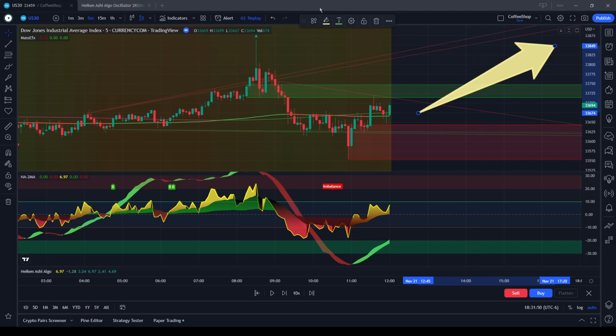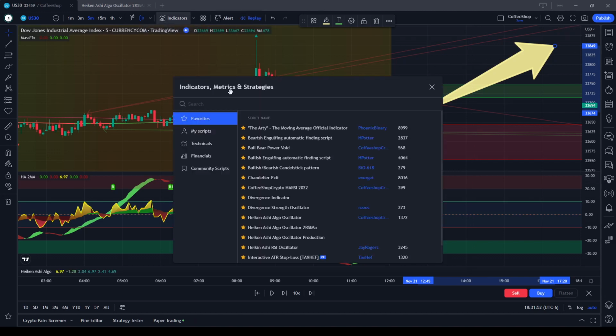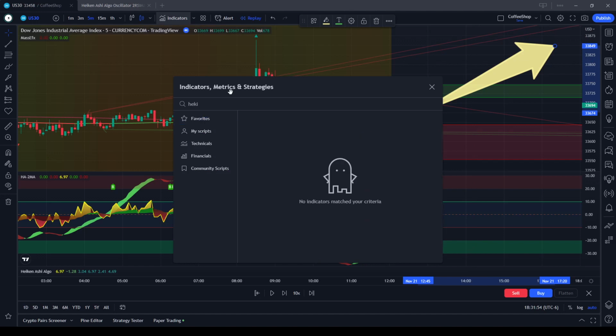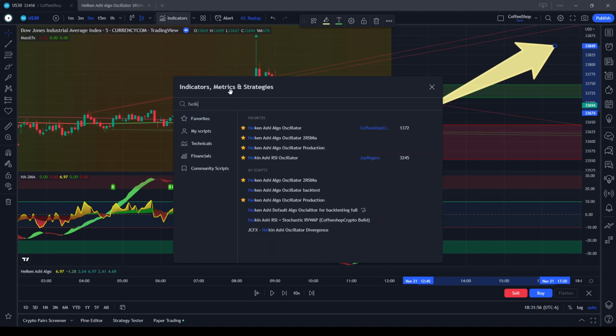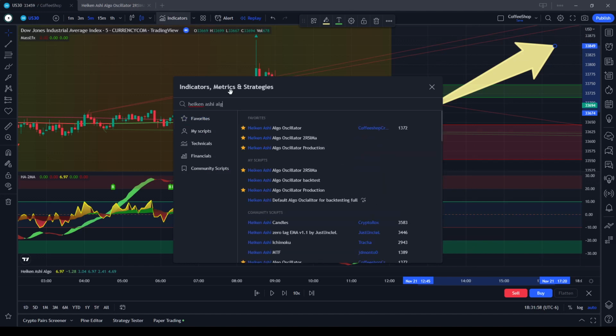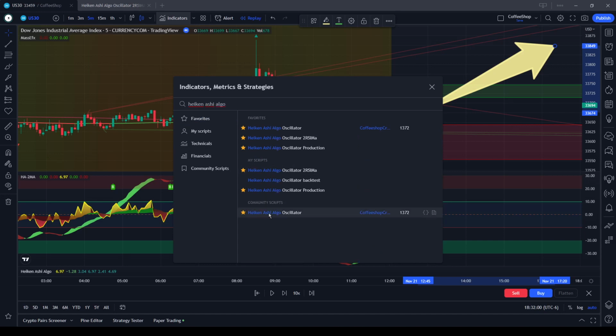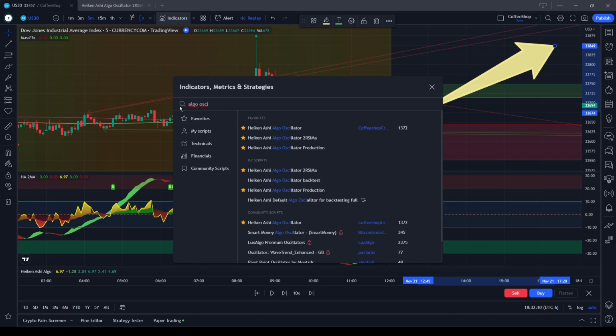Add the Heiken Ashi Algo Oscillator to your chart. Heiken Ashi Algo Oscillator, by Coffee Shop Crypto. If you really want to get it short, just type in Algo Oscillator. You'll find it. It's the only one by Coffee Shop Crypto, by the way.